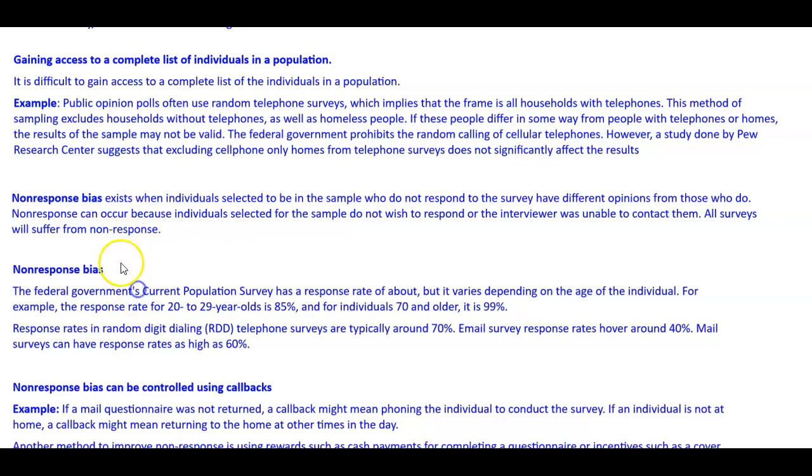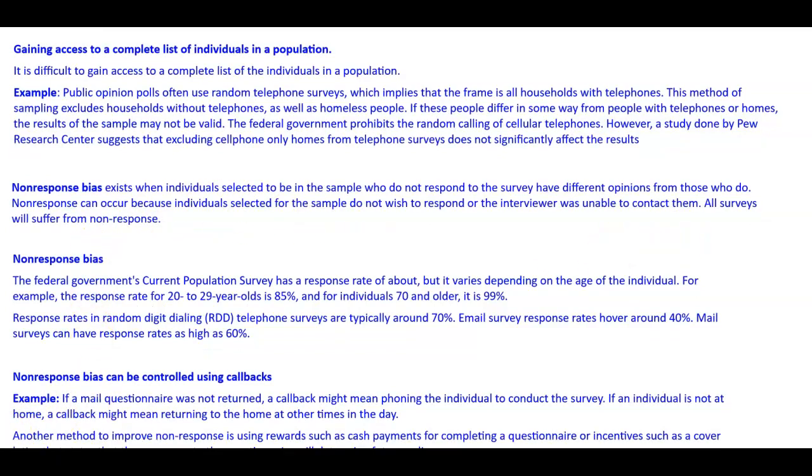Non-response bias. Non-response bias exists when individuals selected to be in the sample who do not respond to the survey have different opinions from those who do. Non-response can occur because individuals selected for the sample do not wish to respond or the interviewer was unable to contact them. All surveys will suffer from non-response.